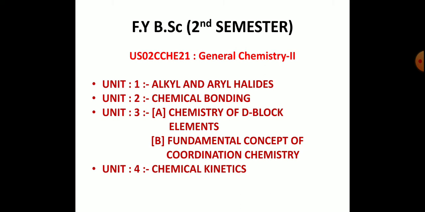First, unit 1, is Alkyl and Aryl Halides. Unit 2 is Chemical Bonding. Unit 3 is divided into two parts, part A and part B. Part A is Chemistry of d-Block Elements and part B is Fundamental Concepts of Coordination Chemistry. Unit 4 is Chemical Kinetics. Before starting our lecture on this subject, let's note down the whole syllabus for the second semester.